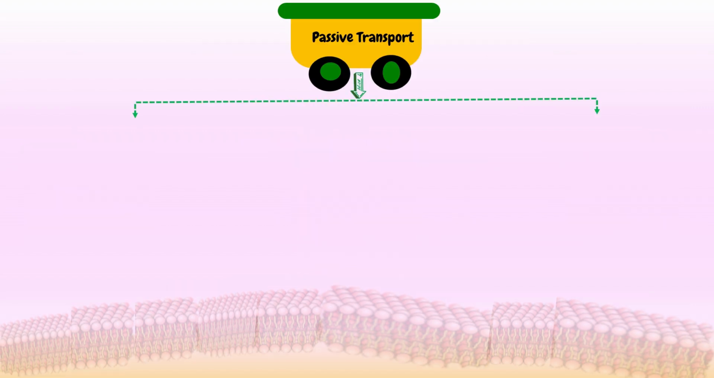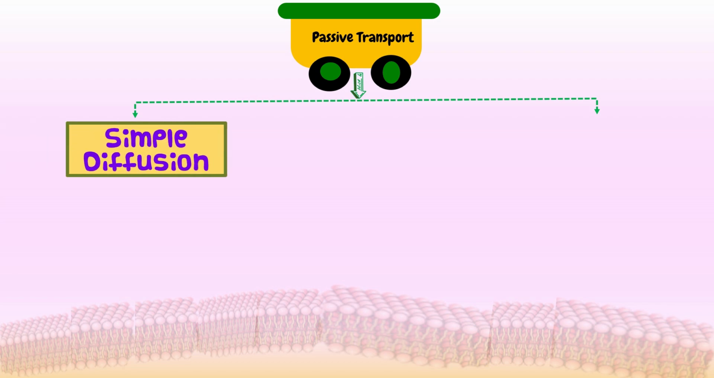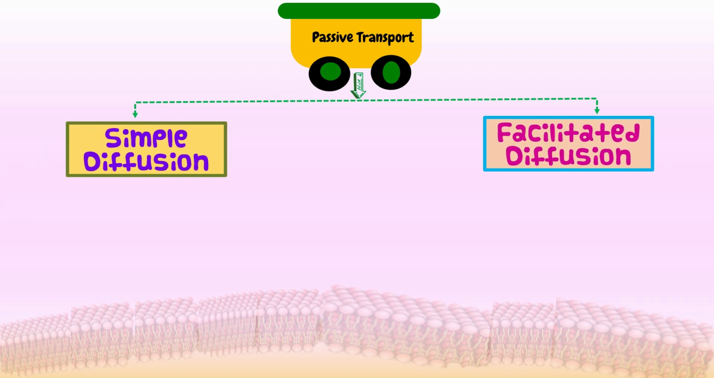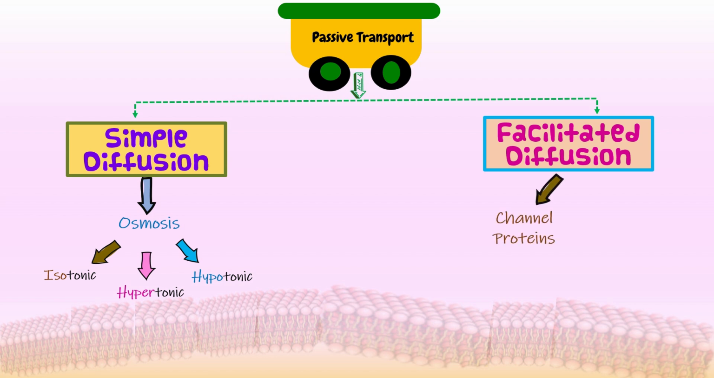Moving into further division of passive transport. Passive transport is further divided into simple diffusion and facilitated diffusion. Simple diffusion is also known as osmosis, which is further divided into isotonic, hypertonic, and hypotonic. But let's just focus on facilitated diffusion, which can take place by channel proteins or carrier proteins.